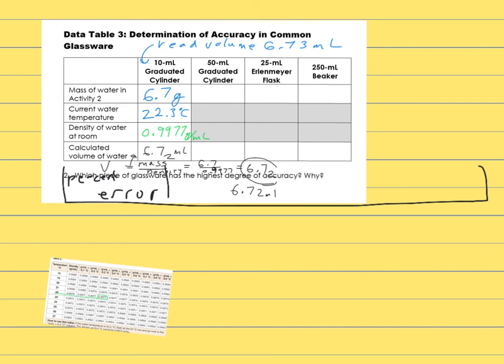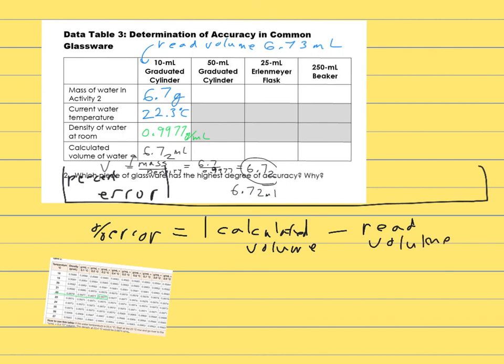You're going to calculate this percent error using the following formula. Percent error is going to equal your calculated volume minus the read volume, and that won't be on this chart, that will be on your other chart, divided by your calculated volume, times 100.